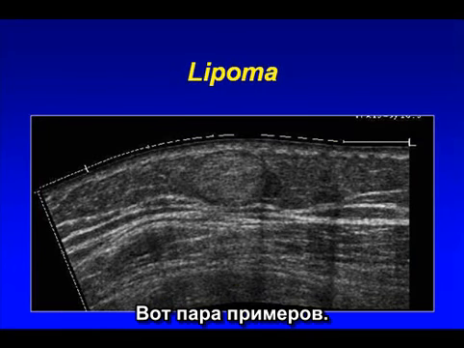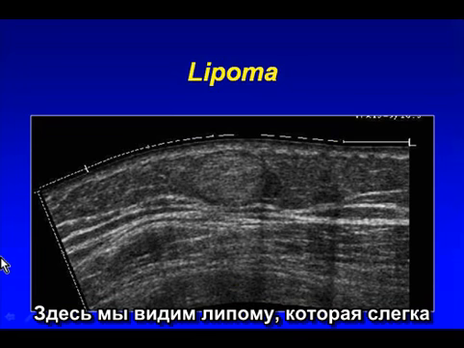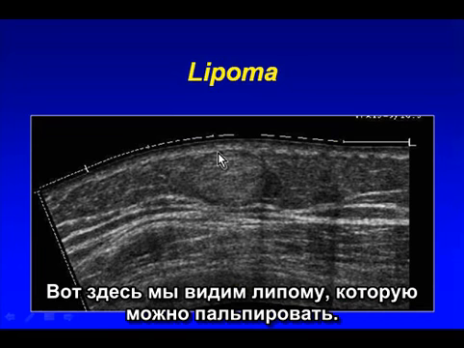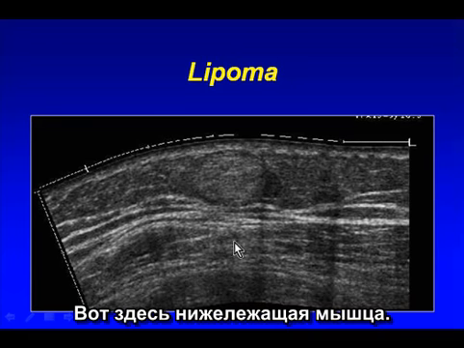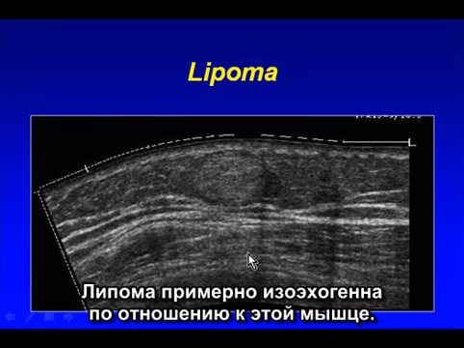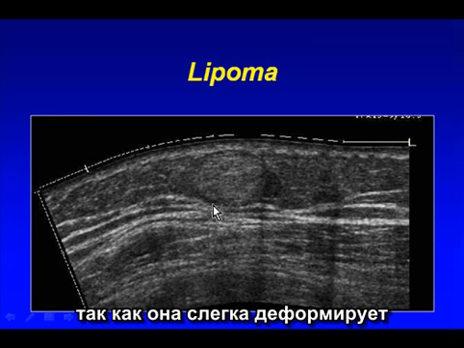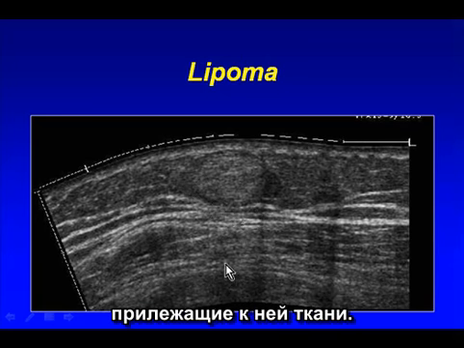Now some examples. Here is a lipoma that's slightly hyperechoic to its adjacent fat. Here's the lipoma here. It was palpable. Here's the underlying muscle. It's about isoechoic to the underlying muscle. And you can see why it's palpable because it does deform slightly the tissues around it.